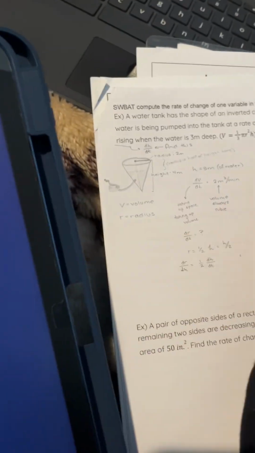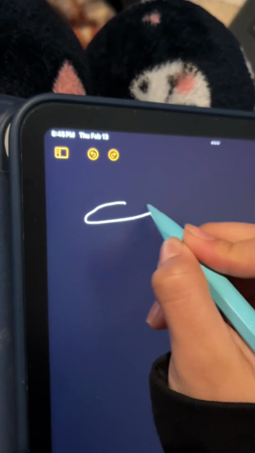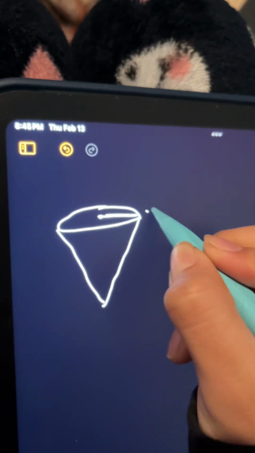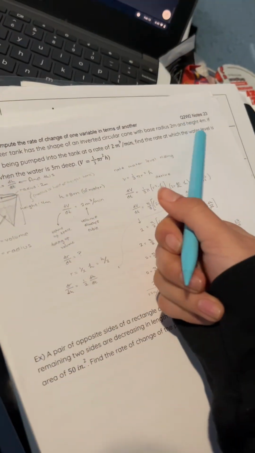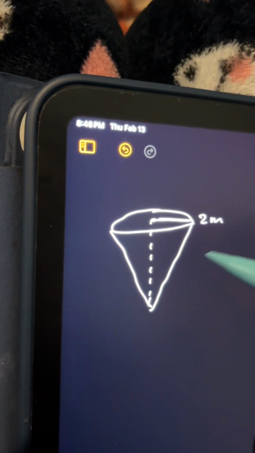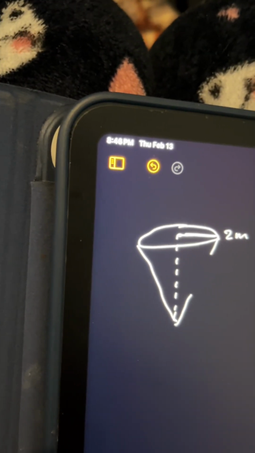Okay, so it's an inverted circular cone, so we know to draw this shape, and it's inverted. It says the base radius is 2 meters, so that means the base radius right here is 2 meters and has a height of 4 meters. And it says the water is being pumped into the tank at a rate of this one.